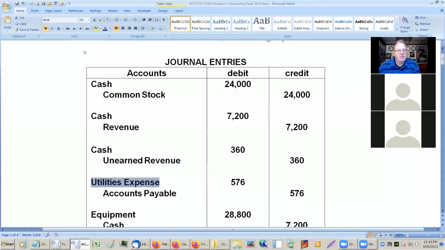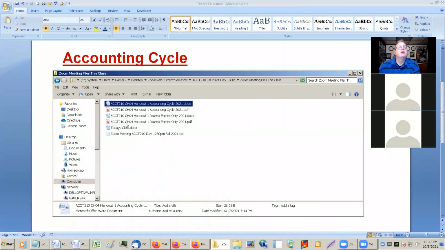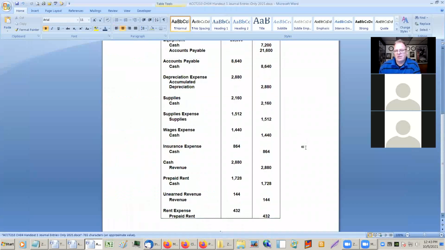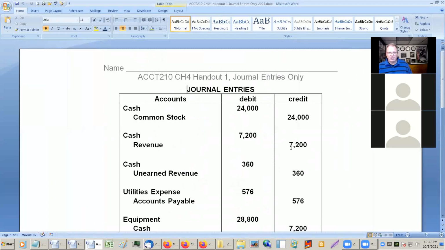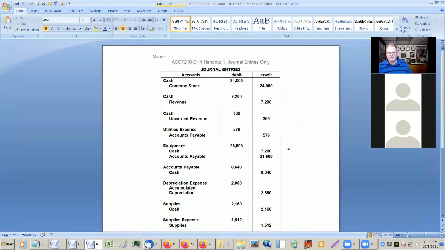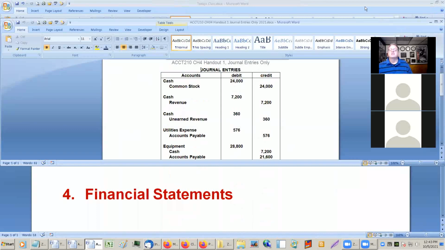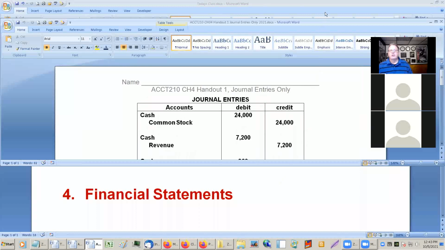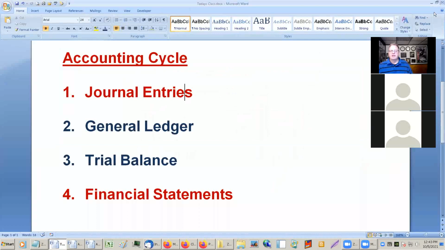Now, in the email I sent out, I have one that has just the journal entries in it. You could also just pull up a second version of it if you want. I'm going to try to put these on the same screen, at least to show what we're doing here. You don't have to do the second one.